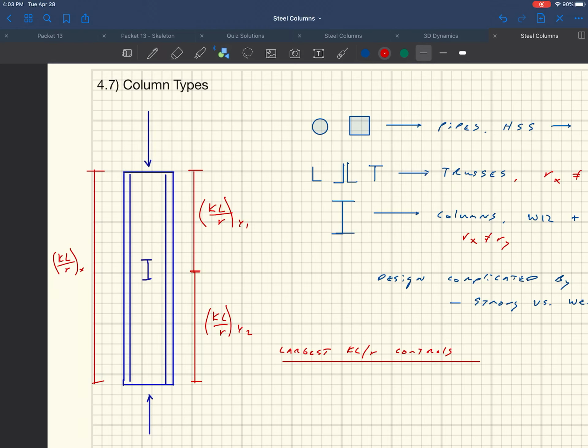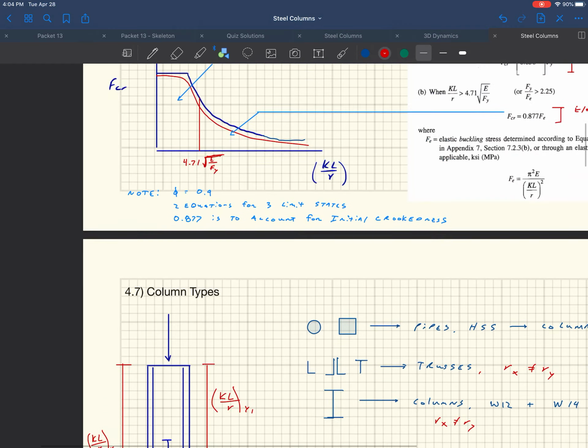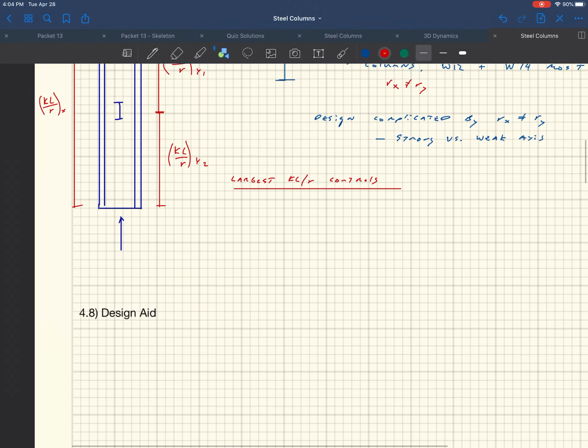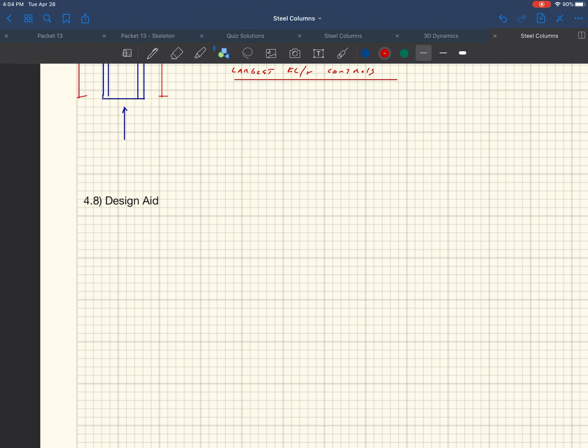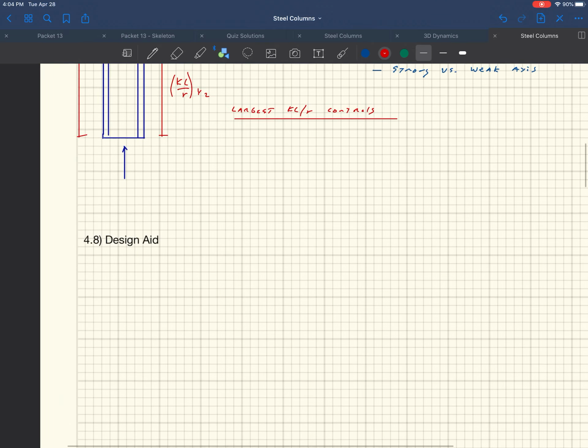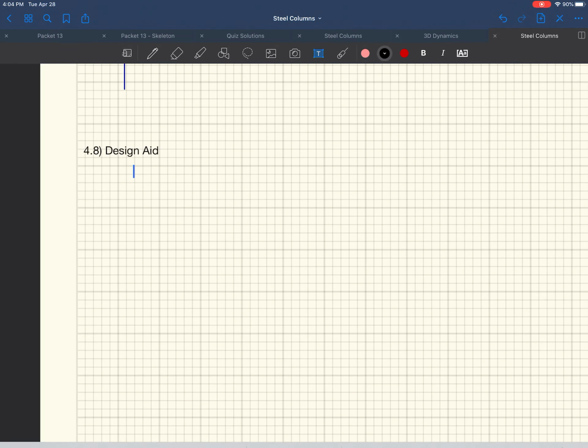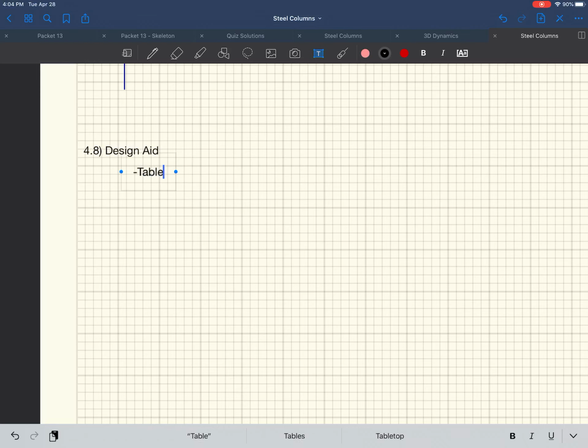Okay. So you get to this idea that complicates this design a little bit, which is this idea of buckling over which axis. And so, design aids. What do we use for the design aids? Well, again, AISC is no dummy. They've put together a beautiful design aid. This is Table 4-1. And this is in the column tab.